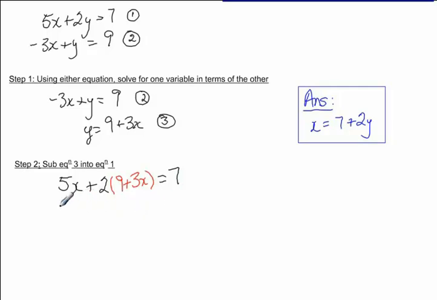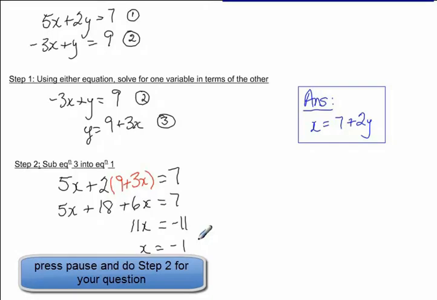Okay, so we're going to expand out the bracket. So I get 5x plus 18 plus 6x is equal to 7. So I now only have one variable. I'm going to collect like terms and solve for x. So I'm going to get 11x, and I'm going to bring the 18 to the other side. So I have 7 minus 18, which is negative 11. Now solving for x, I get x is equal to negative 1. So I've now found the x coordinate of the point of intersection, and then I'll have to find the y. Before we move on to step 3, I'd like you to try step 2 for your problem.